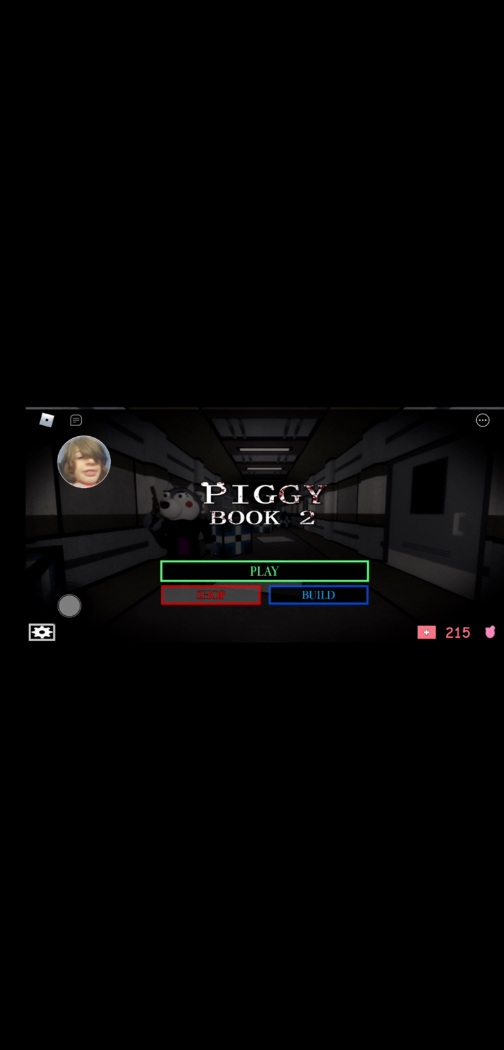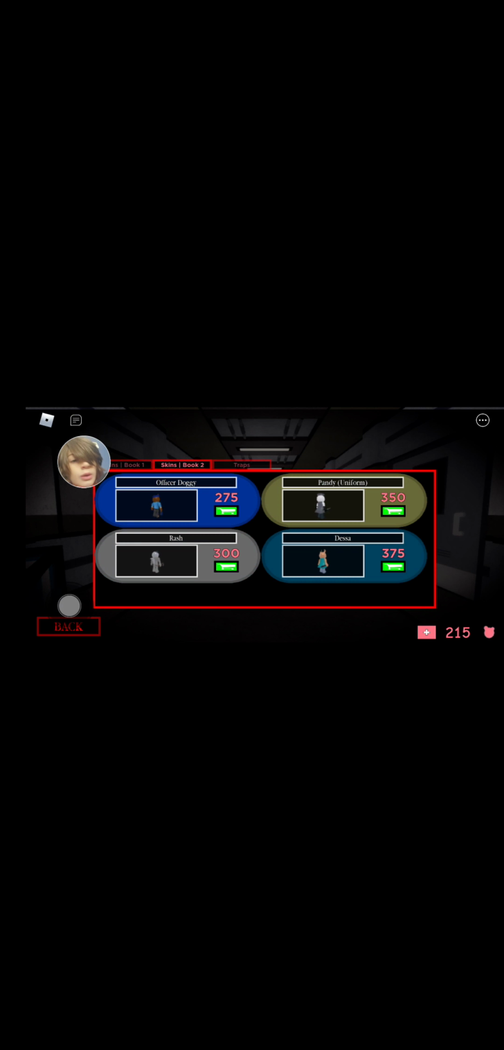So let's check out the new skins, which I already know. Rash is naked. Okay, he was... So there's a Pandy in a uniform. And then there's Dessa. She's a deer. So let's play book two.